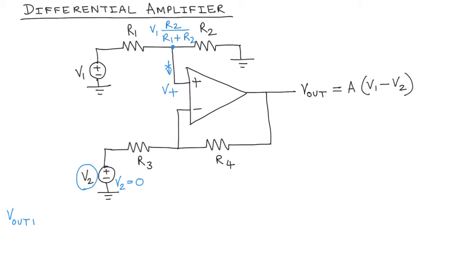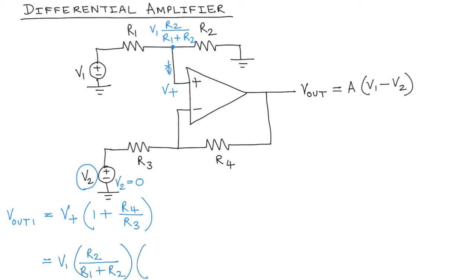Now if this voltage is applied at the non-inverting input, what is the output going to be? It is going to be equal to V plus times (1 plus R4 over R3). Remember, that's the gain of the non-inverting amplifier. Now we can substitute for V plus, and this becomes V1 times R2 over R1 plus R2, times (1 plus R4 over R3).